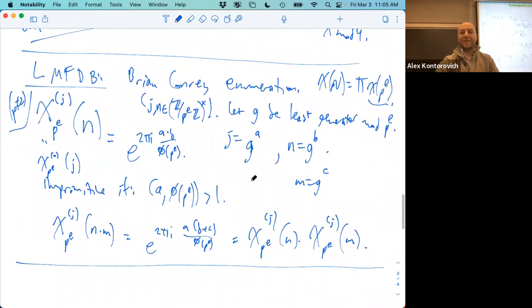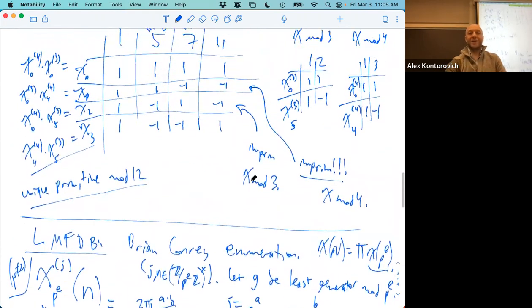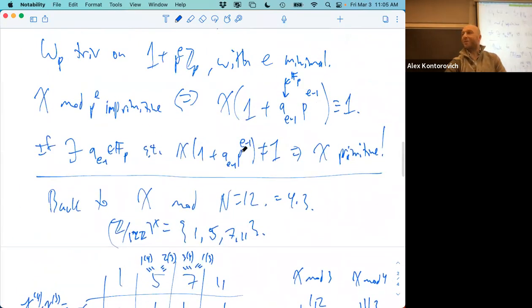If you're given the character just as a black box, you can check it. You need time, but not memory. You just loop over the values of that last digit. P could be small, but e could be huge. You still only need p computations to check primitivity.